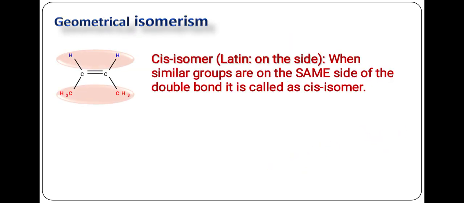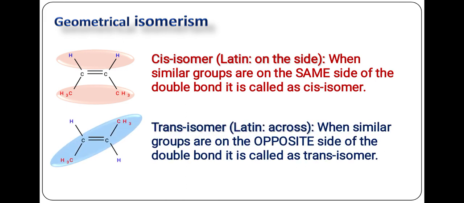See here, cis isomers. What is the meaning of cis in Latin? On the same side, that is cis. When similar groups are on the same side of the double bond, it is called a cis isomer. And trans, Latin for across: when similar groups are on the opposite side of the double bond, it is called a trans isomer. This is the difference between cis isomer and trans isomer.